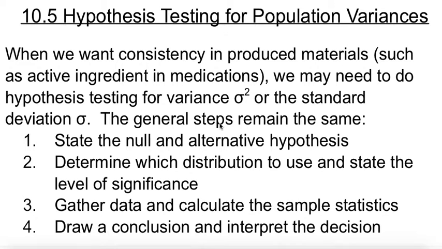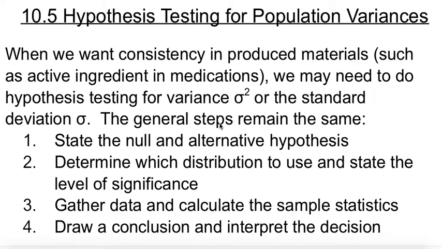In 10.5, we are going to be doing hypothesis testing again. This time we'll be looking at population variances or standard deviations. The reason we might want to do this type of hypothesis testing is if we are looking for consistency in some sort of produced materials, like if you're looking at medications, wanting to know if the active ingredient is consistent across all of them, or if you're manufacturing half-inch nails, and you want to make sure that they're consistent. So these are more for materials that would be produced by a factory or something like that.